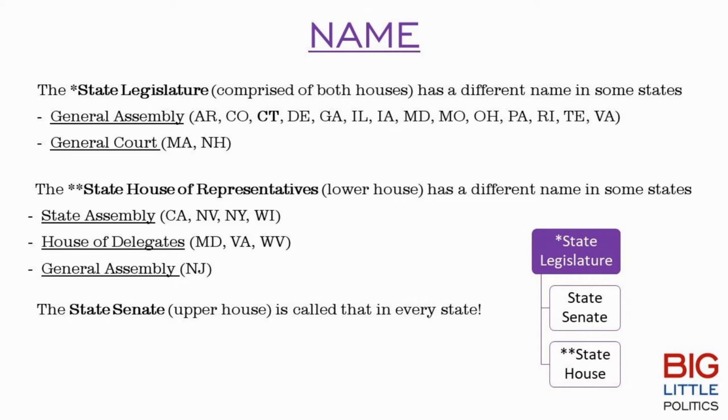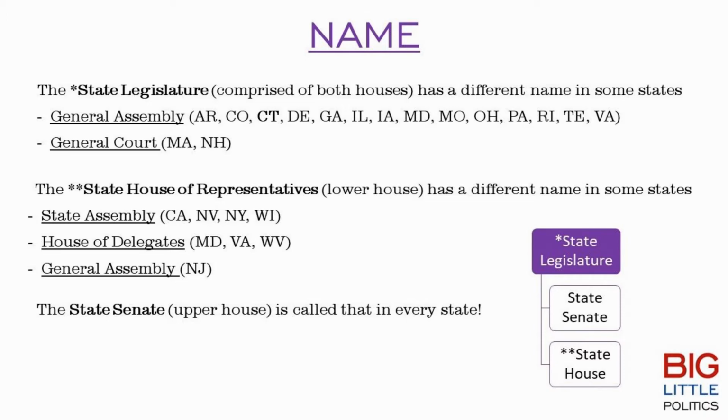Now, down here we see the state senate is going to be the state senate in every state. That upper house in Nebraska, that only house, that is the state senate. But the state House of Representatives can have a few different names. Again, in most states, they'll call it the State House of Representatives or the State House. But in certain states, they call it the State Assembly, the California State Assembly. You also have the House of Delegates, like in Maryland and Virginia, the Virginia House of Delegates.